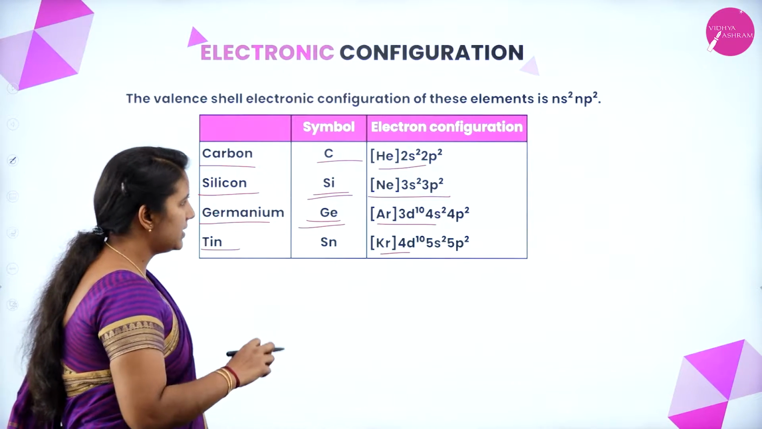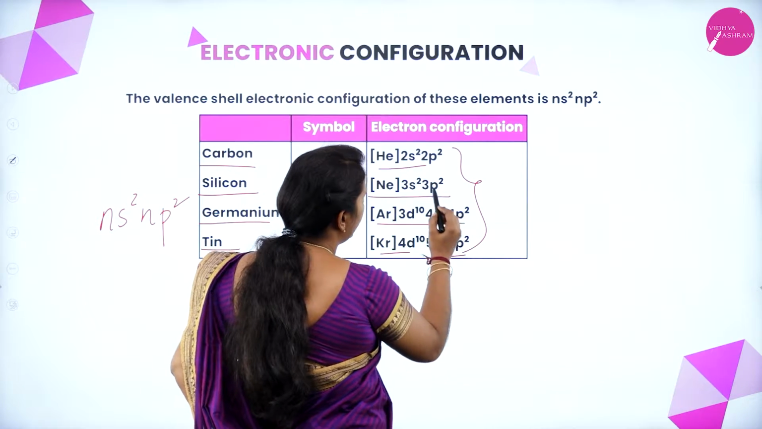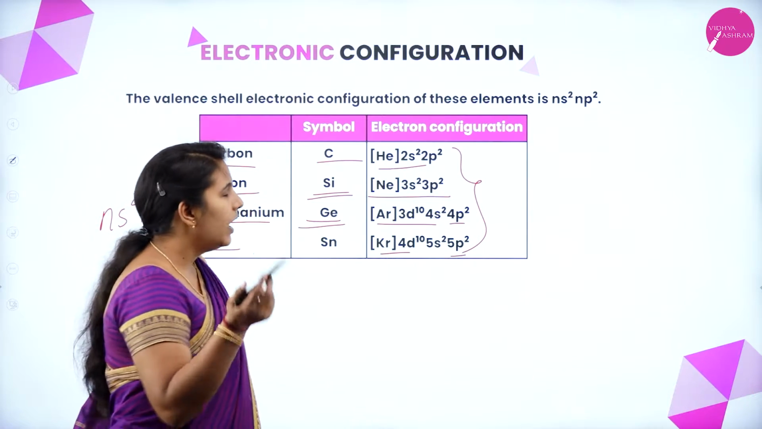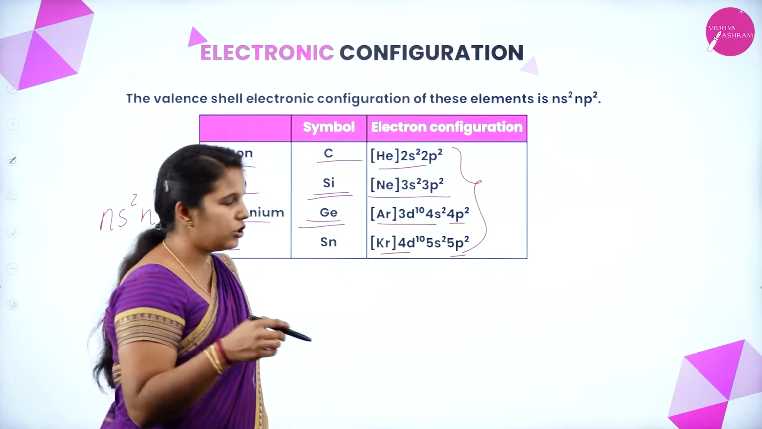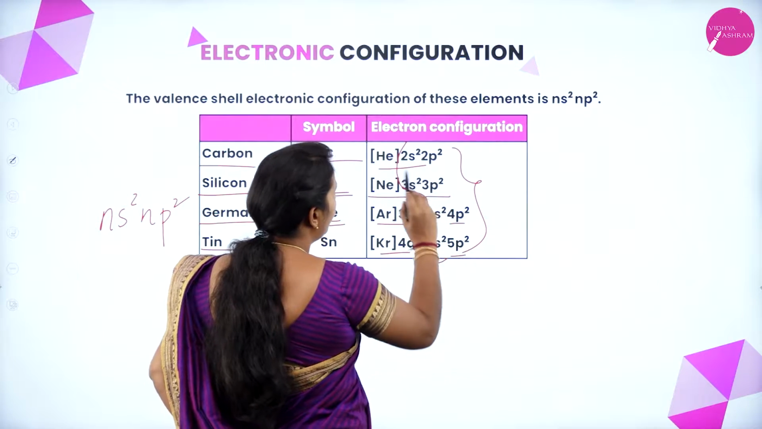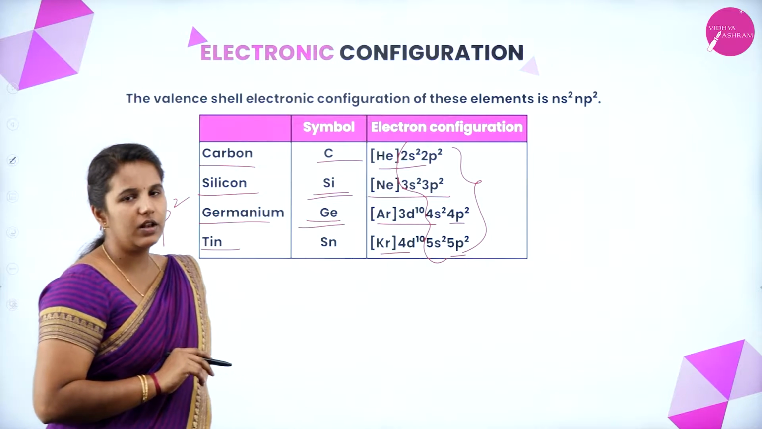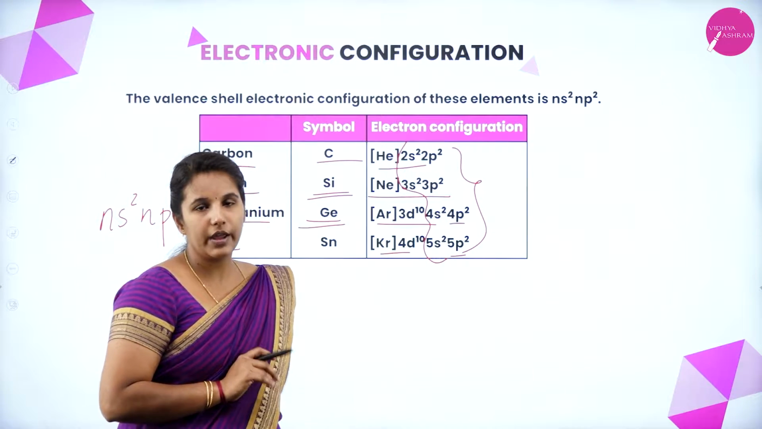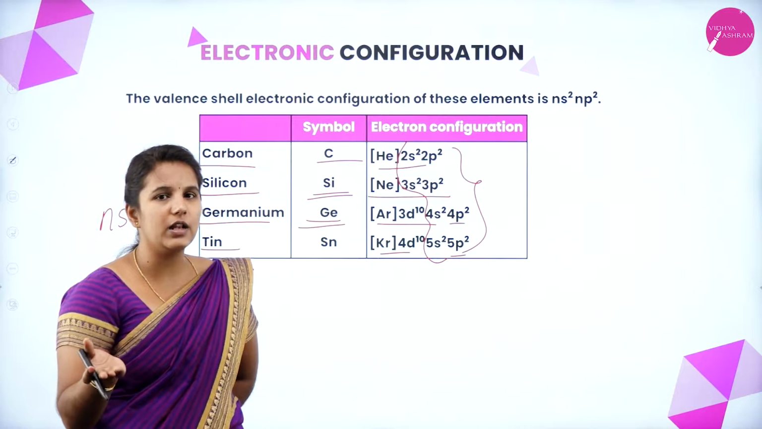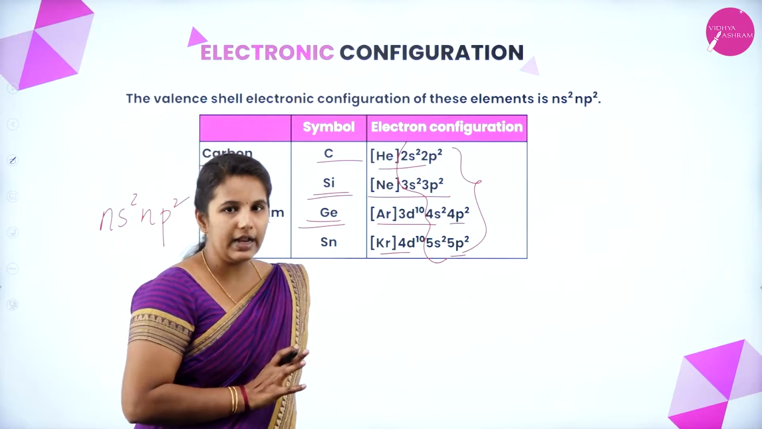If you see all these elements, the last electrons are entering which orbital? The p orbital, hence they are known as p-block elements. Also, in the valence electronic configuration of all these elements, there are 4 electrons in the valence shell, hence their oxidation state will be +4. Thereby it will share all its 4 electrons with the other element and form covalent bonds, except tin and lead.